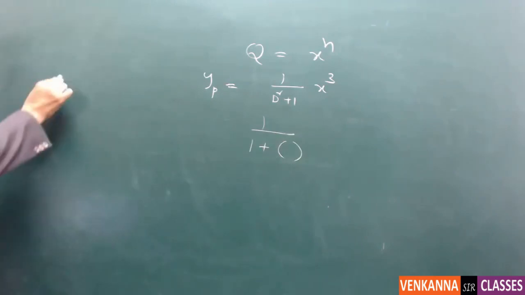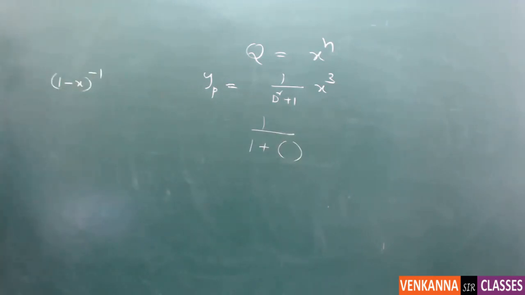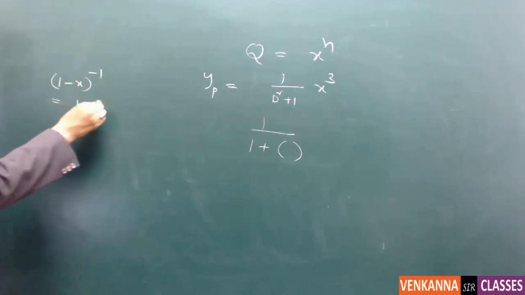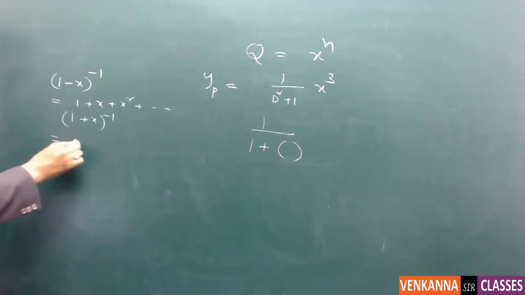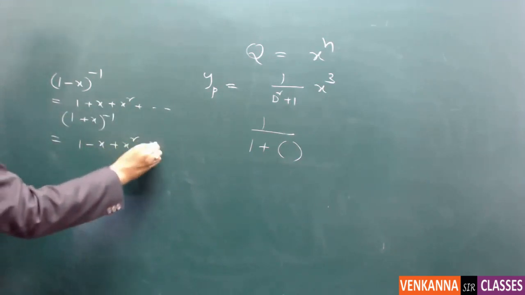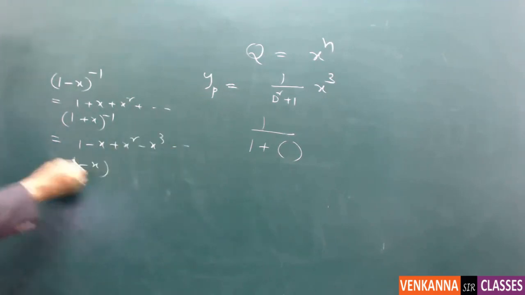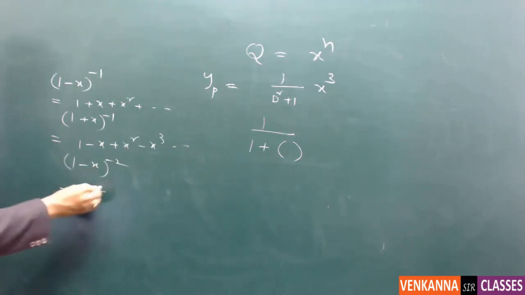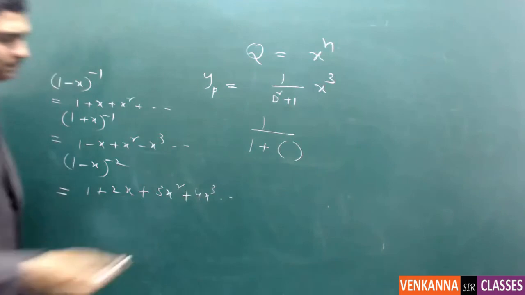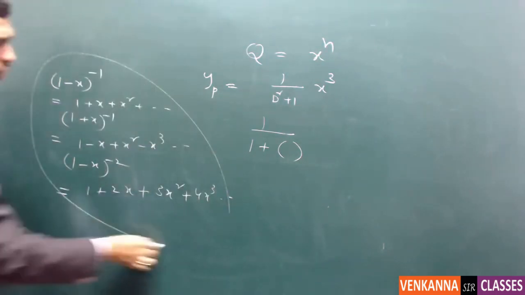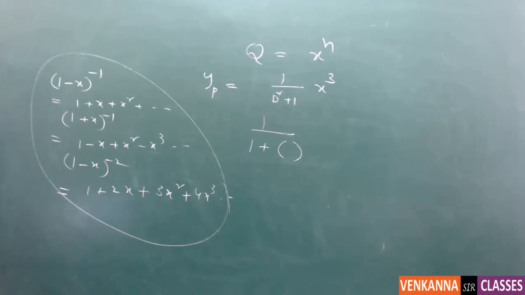So we have the formula that 1 minus x whole power minus 1 equal to 1 plus x square plus so on. 1 plus x whole power minus 1 is equal to 1 minus x plus x square minus x cube so on. 1 minus x whole power minus 2 is equal to 1 plus 2x plus 3x square plus 4x cube so on. These expansions are known to us earlier, right? I think you have known these expansions. Otherwise, please take a note of them.